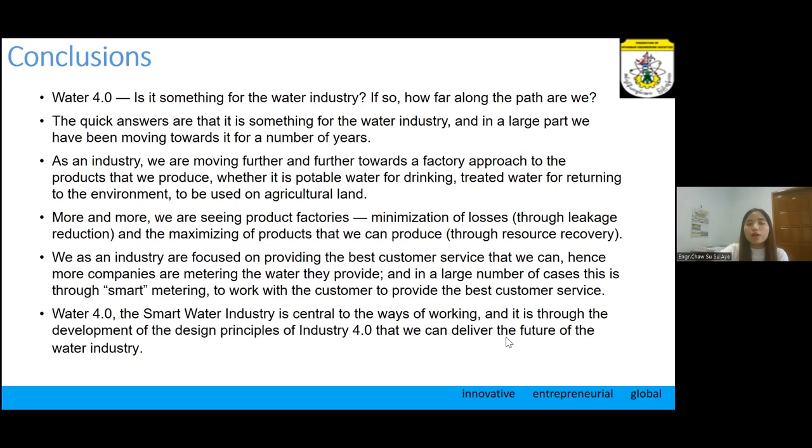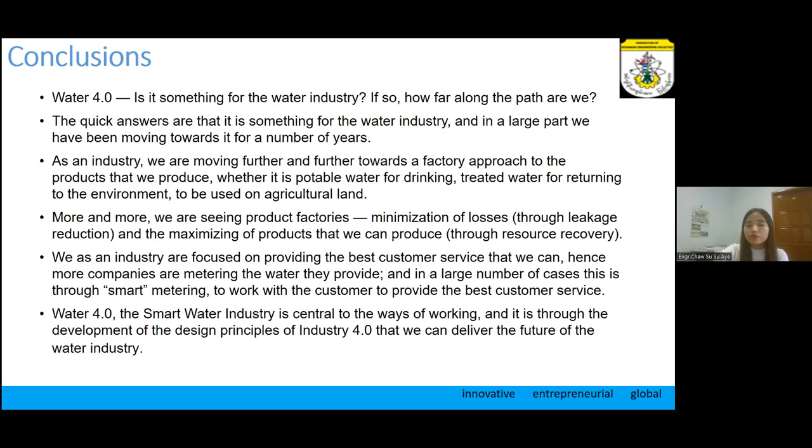So Water 4.0, is it something for the water industry? If so, how far along the path are we? The quick answer is that it is something for the water industry, and in large part, we have been moving toward it for a number of years.